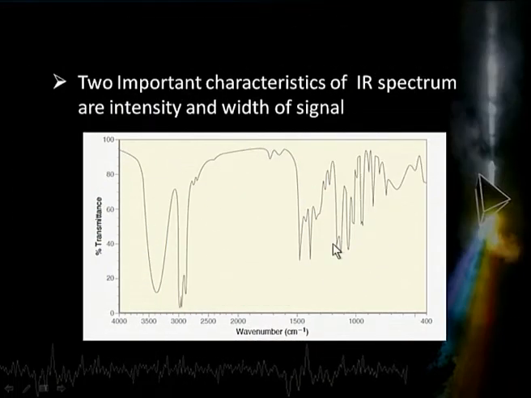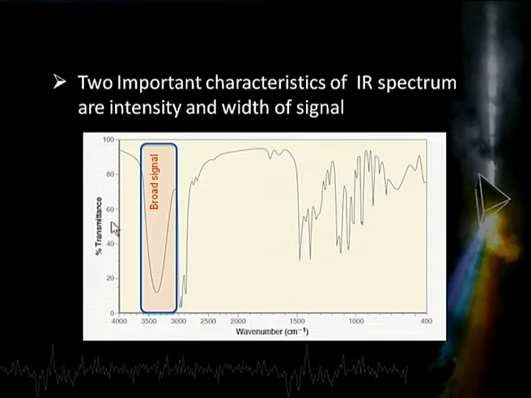Another way of looking at the signals in an IR spectrum is that this is a broad signal, or a broad band. What you can see is this extends through a large number of wavenumbers, whereas this signal here is a sharp signal. So they are the kind of things which you have to communicate there. Okay, let us move further and see how we rationalize these characteristics.